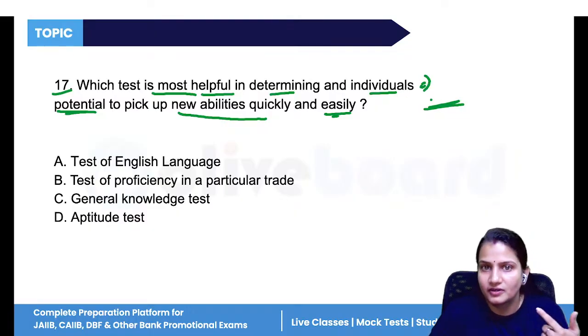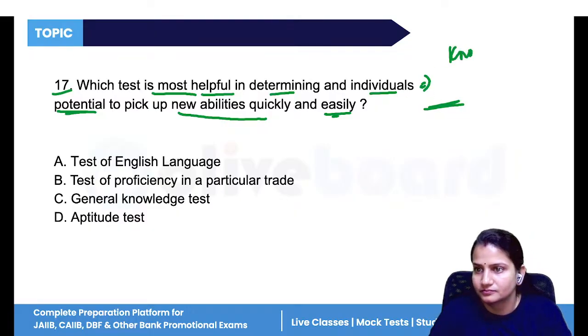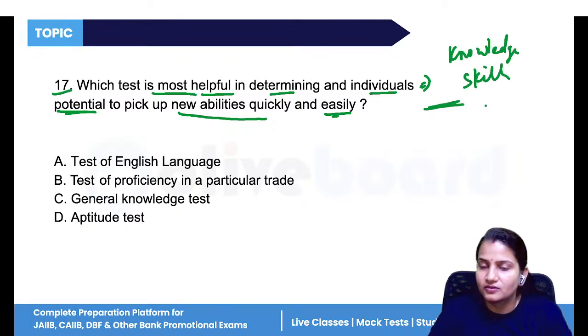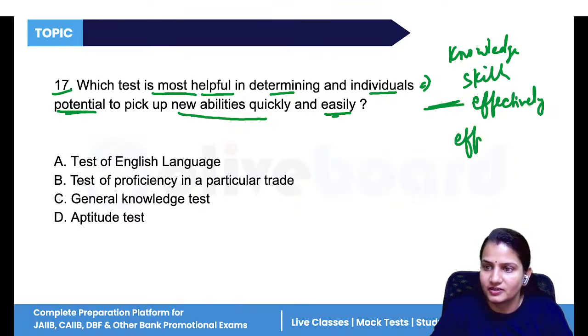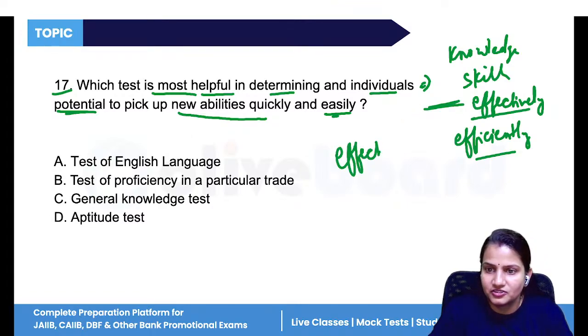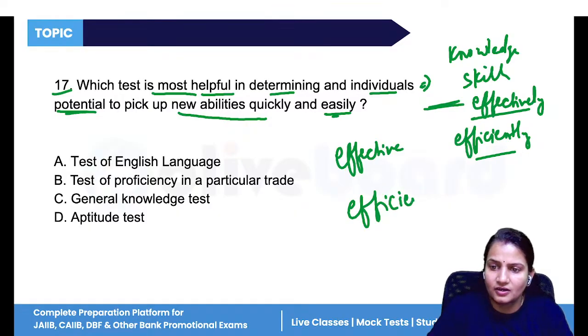They should have a good level of knowledge, they should have a good level of skills, they can perform their work effectively and efficiently. Now, can anyone tell me the difference between effectively and efficiently? Effective and efficient, what is the difference? In management, you have heard of these two words.